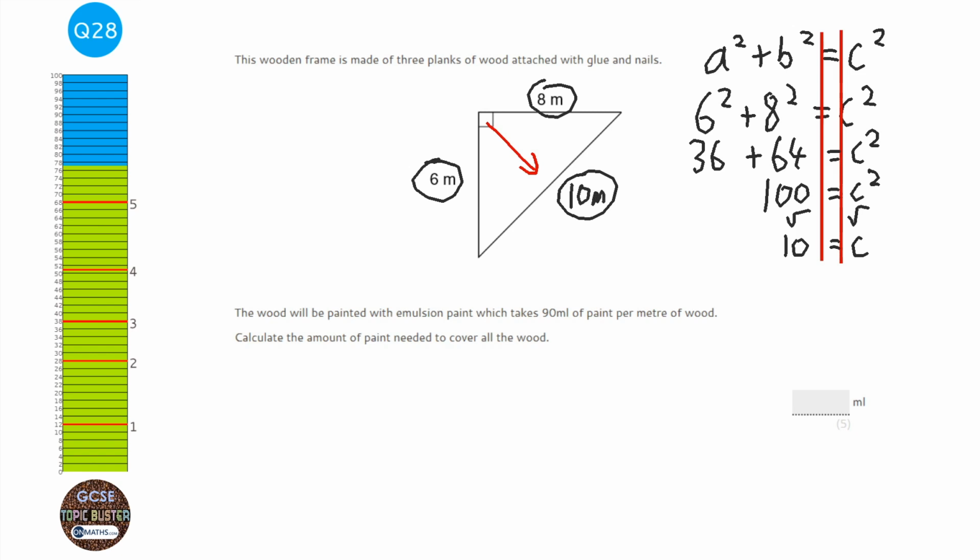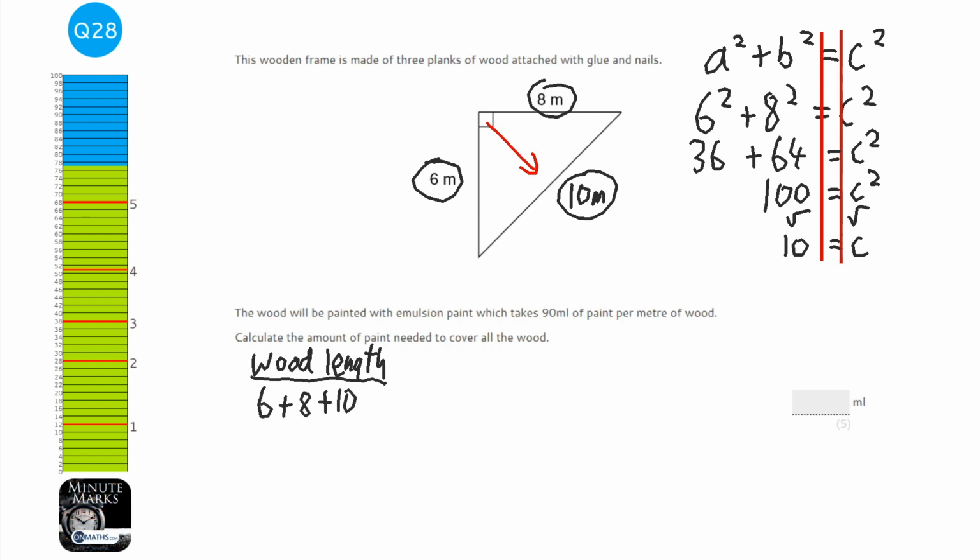And it says it takes 90 millilitres of paint per metre of wood to cover it. So what we're going to have to do is work out how much wood we have. So I'm going to say to the examiner wood length or something. Always try and describe to the examiner what you're doing. So we're going to do 6 plus 8 plus 10. So 6 plus 8 is 14 plus 10 is 24.